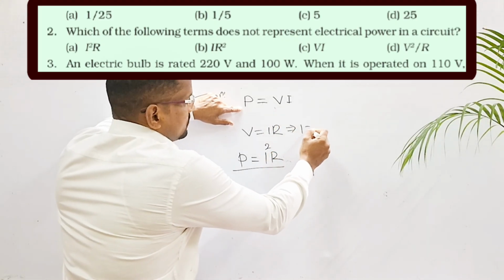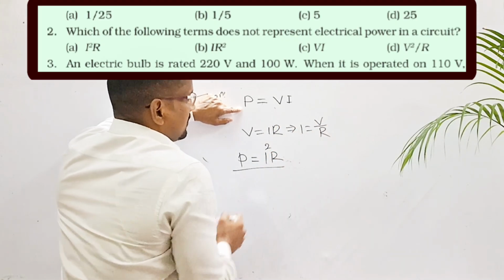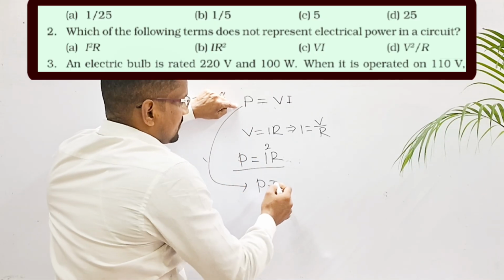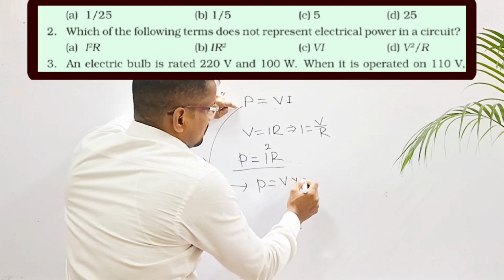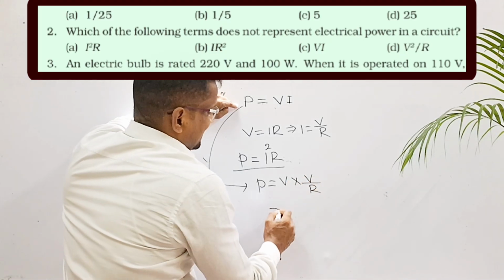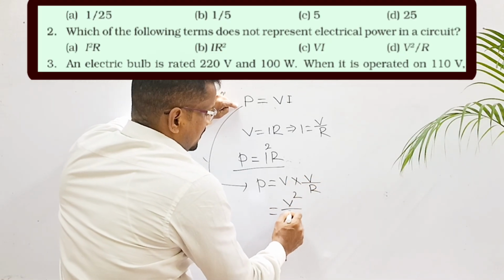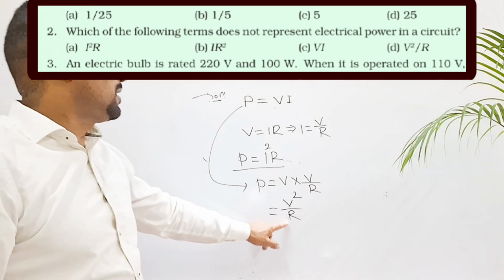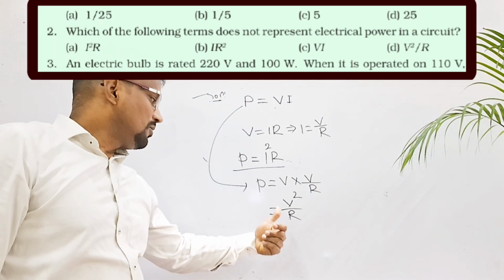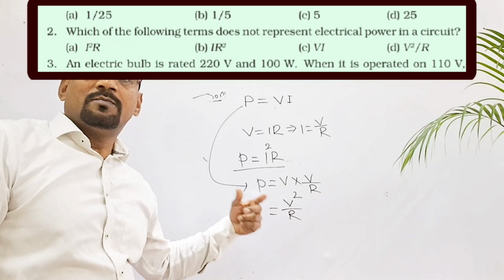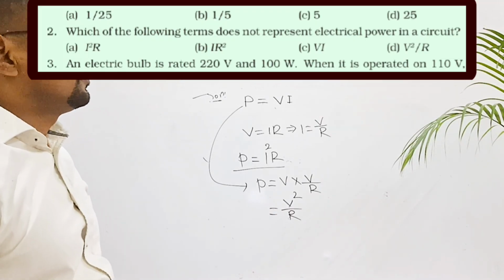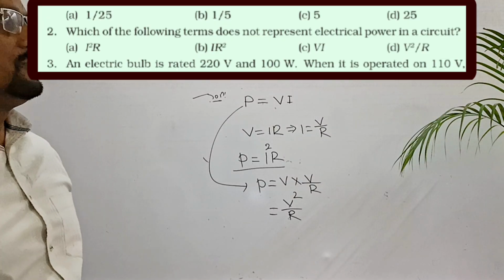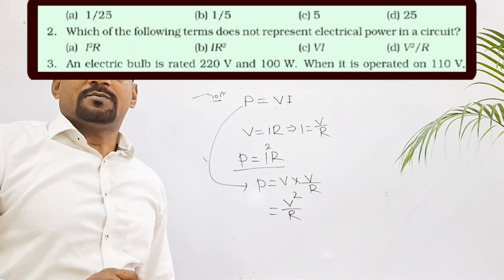From here I is what? V by R. And if I replace it here, then power expression becomes V into V by R, that's equal to V square by R. Now you see option number D, V square by R, it is there, means it also represents expression of power. Now which is left? Only one option is left, that is I R square, which is your option B. B is the correct option.